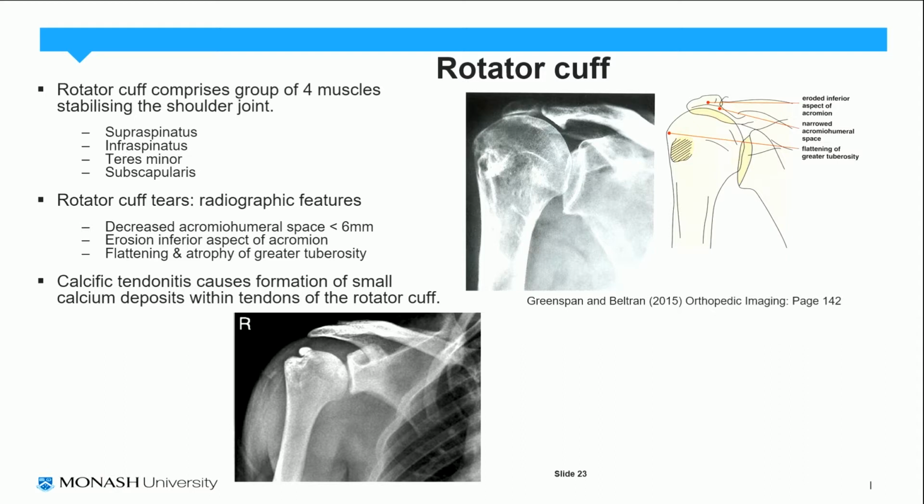Calcific tendinitis can cause formation of small calcium deposits within the tendons of the rotator cuff, and on the image at the bottom we can see that there is a calcification of the supraspinatus.